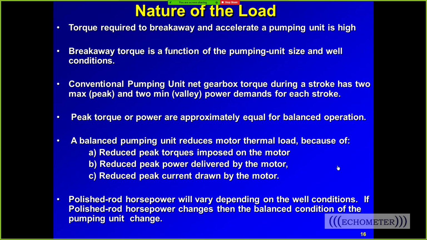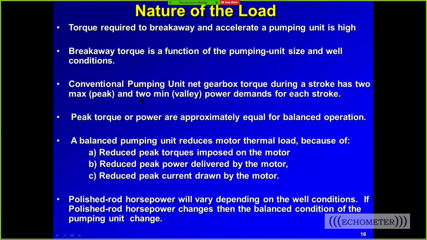The bigger the load, the bigger the unit, the bigger the motor needs to be to provide the energy to move, to pump the well. And this is conventional pump units. We talked about that already. It has 2 peaks and 2 valleys, and each type of pump unit has a different net torque signature, and you can tell the type of pump unit based on the net torque curve because it's impacted by the phase angle, it's impacted by the type of pump unit.